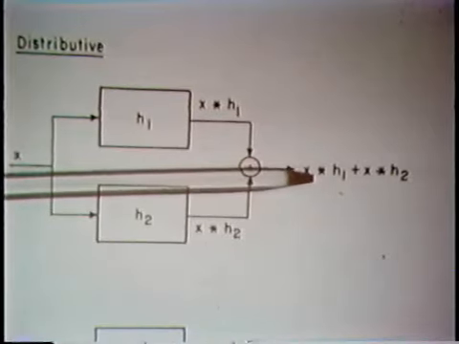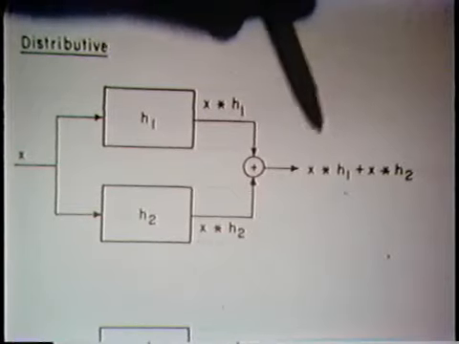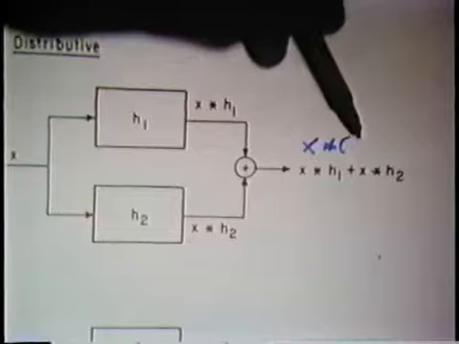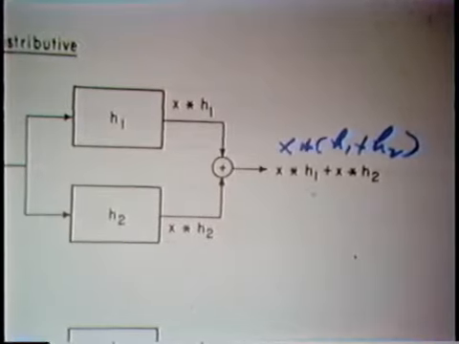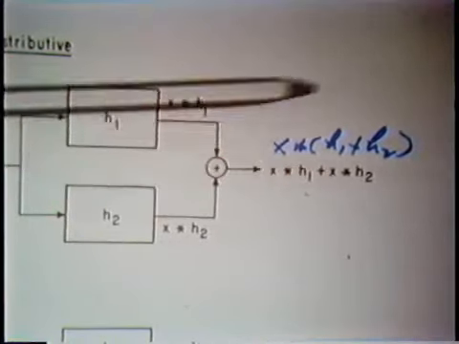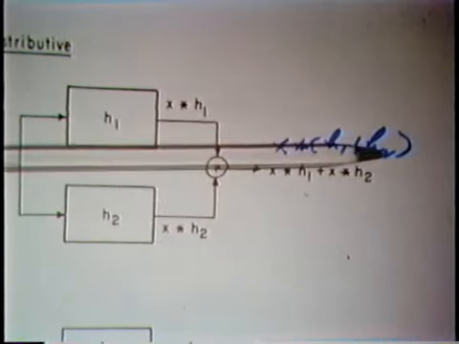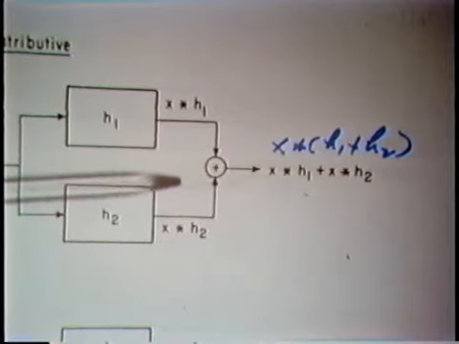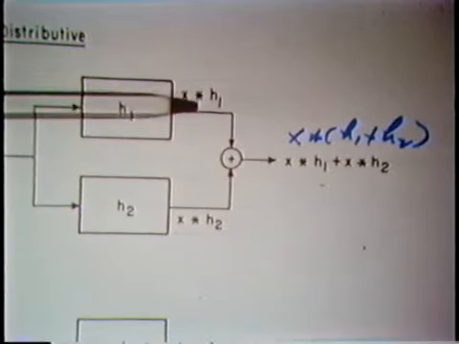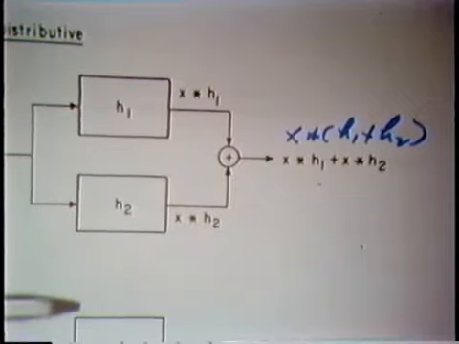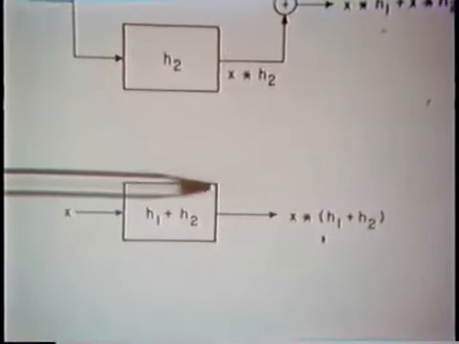And using the fact that convolution distributes over addition, we can rewrite this as x convolved with H1 plus H2. And when we do that, then we can recognize this as the output of a system with input x and impulse response, which is the sum of these two impulse responses. So for linear time-invariant systems in parallel, we can, if we choose, replace that interconnection by a single system whose impulse response is simply the sum of those impulse responses.